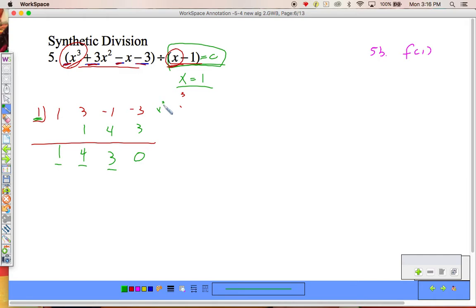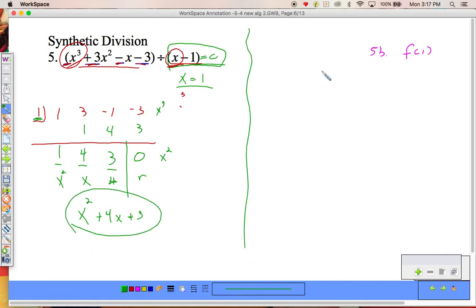This was my x to the third. Take one away. This is my x squared. X squared, x, number, remainder. Since my remainder is 0, I don't have to worry about it. And I'm going to get 1x squared plus 4x plus 3. That's synthetic division. We'll do a few more of these.